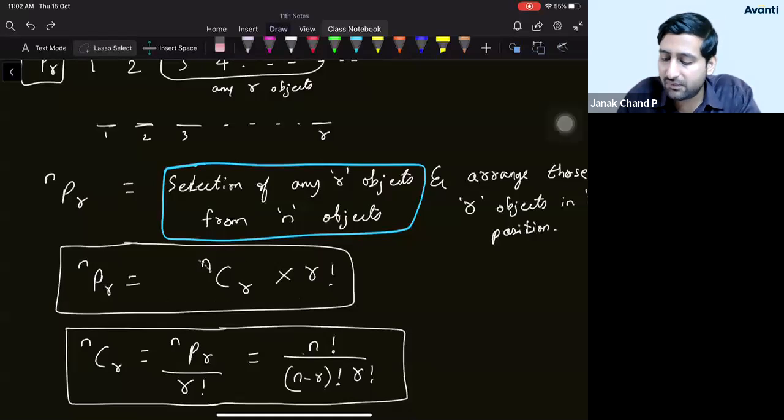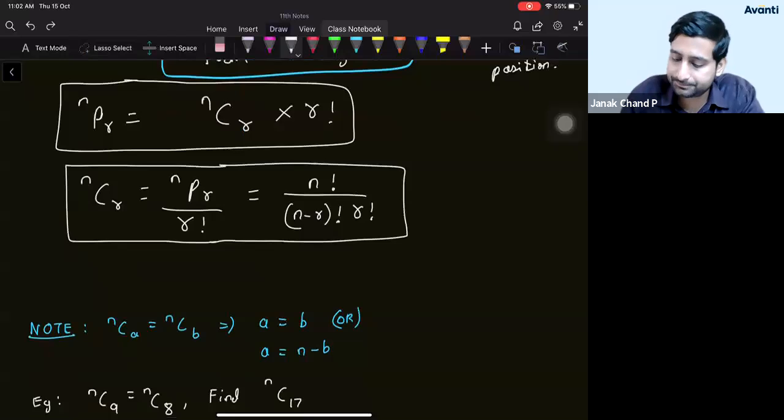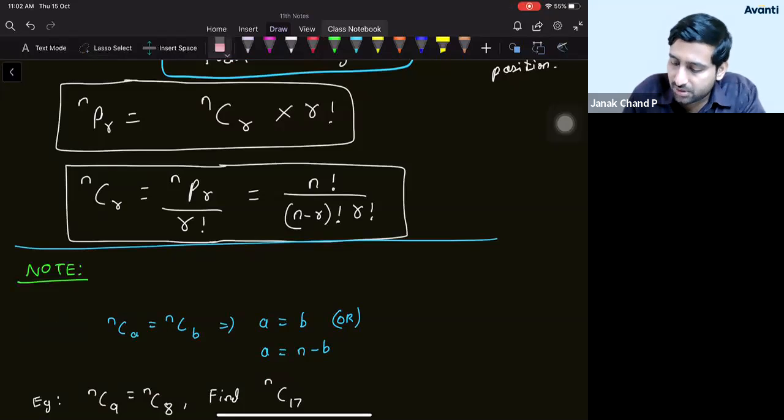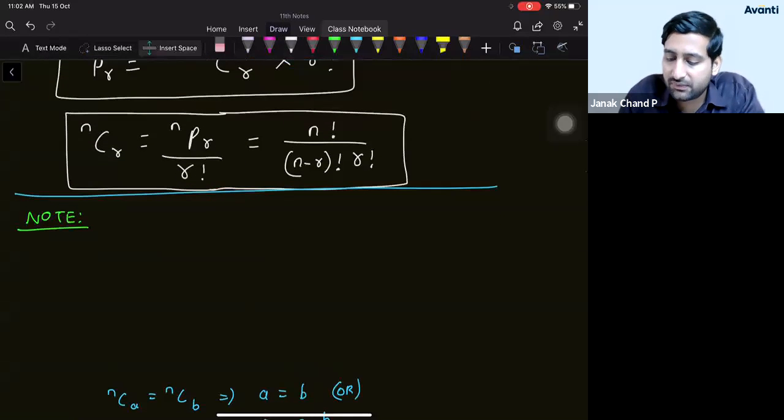So if I want the value of NCR, this r factorial goes to the denominator. And that is what we have written here. Okay, fine. Let us see now, students, some important points related to this. Let me see some note here. Okay, so we'll come to this note in a while. We'll first see some basic things. So student, what is the easiest way of calculating NCR? Let me first calculate that.